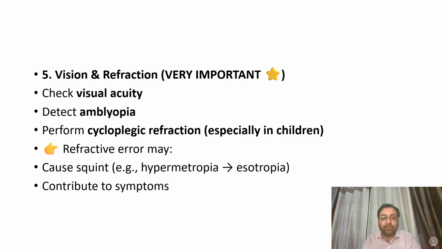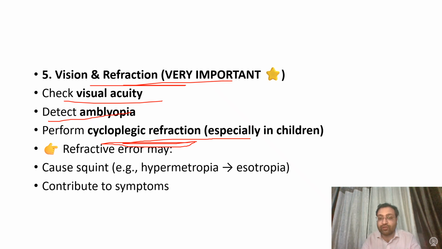Coming on to the fifth point, that is the vision and refraction, which is very important. We need to check the visual acuity of every patient presenting with squint to detect amblyopia, and especially cycloplegic refraction needs to be performed. Alright, so if there is any refractive error, we need to correct it because this might contribute to the symptoms, either ESO or EXO.